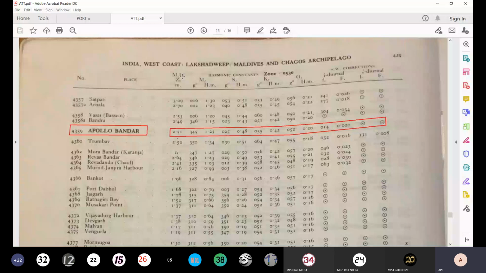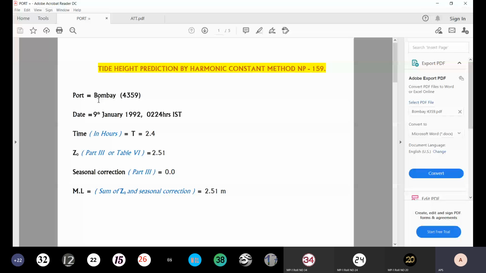What happens? Bombay has got many areas for which tide is given. They give you for Bandra, they give you for Pir Pao, that is near Chembur. So Bombay is a general term used, but that number will identify which area. So 4359 is actually that Apollo Bandar area. So when they give you the name of the port and number, go for the number always. Number is a unique identifier.